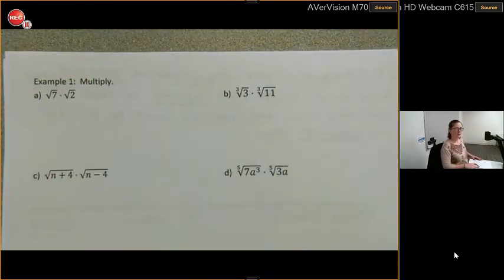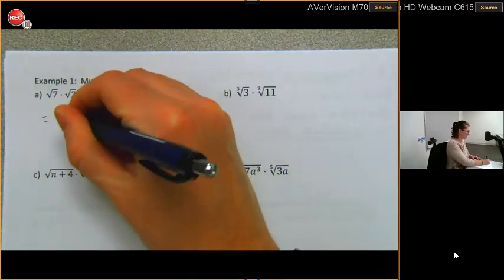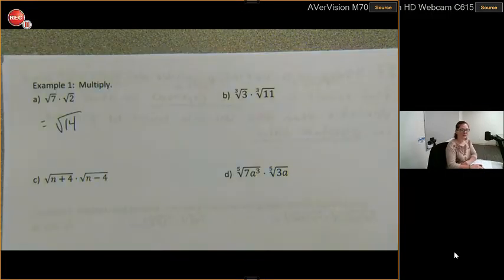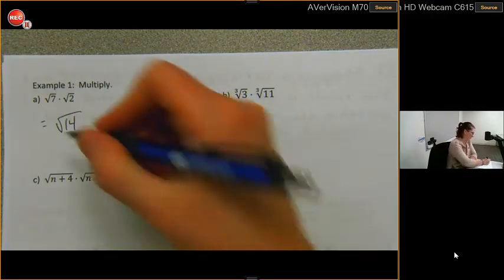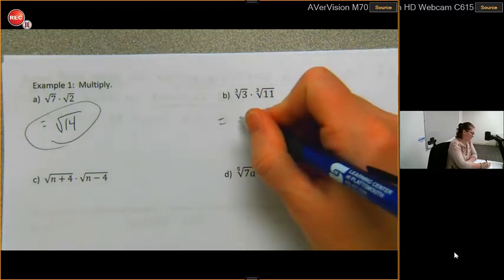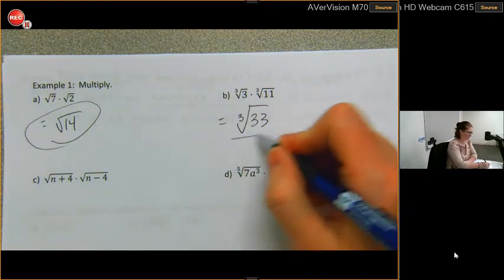So square root of 7 and square root of 2 are both square roots, so I can just combine the 7 and 2 and make 14, and then always double check that you can't simplify any further, which you can't, so that's our answer. Cube root of 3 times cube root of 11 is going to be cube root of 33. Again, nothing simplifies further there.